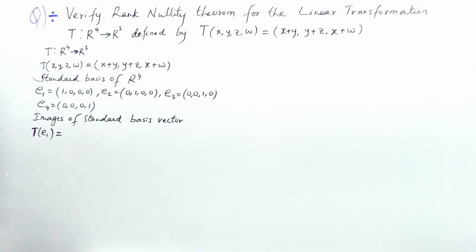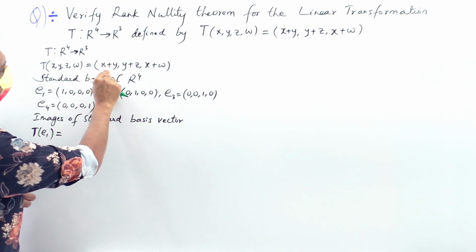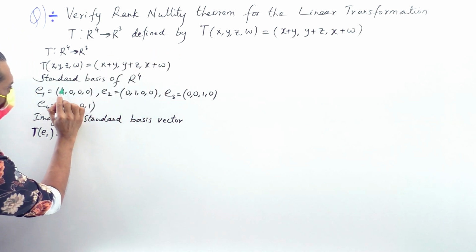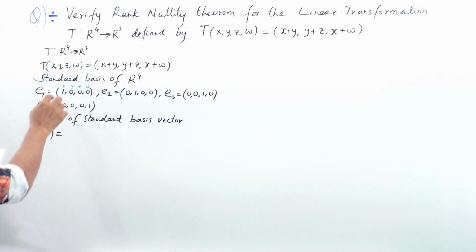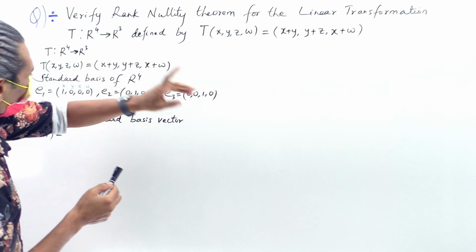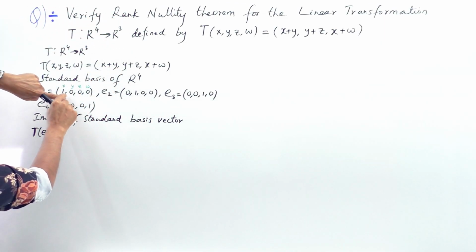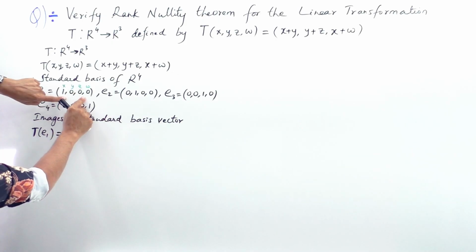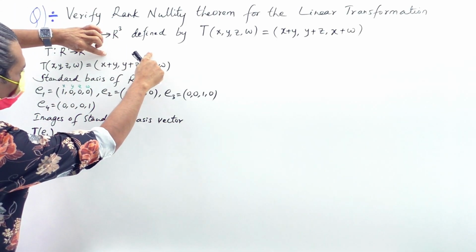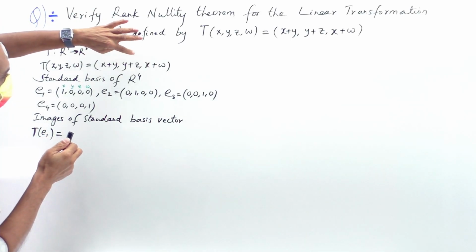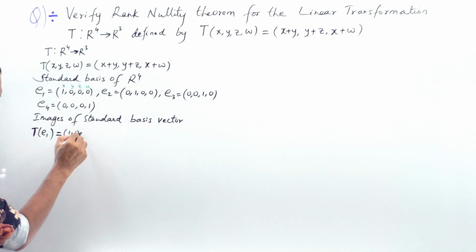Very simple, I'll explain here. What is E1? (1, 0, 0, 0). And what is T? (x + y, y + z, x + w). So it is all for x, y, z and w. That means x is 1, y is 0, z is 0 and w is 0. Now only x is there, so x is only here and here. So it will be 1 + 0, 0 + 0 and 1 + 0, that is obviously (1, 0, 1).